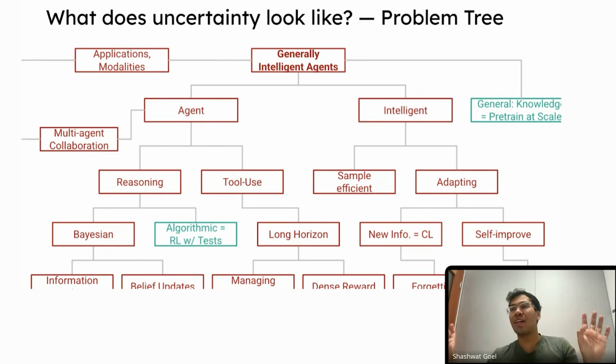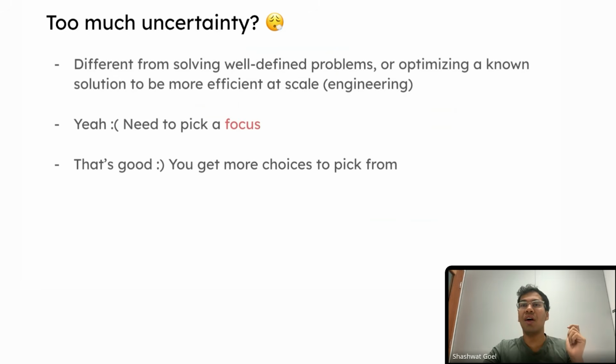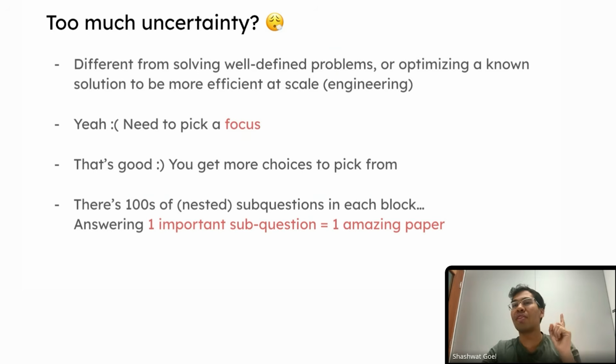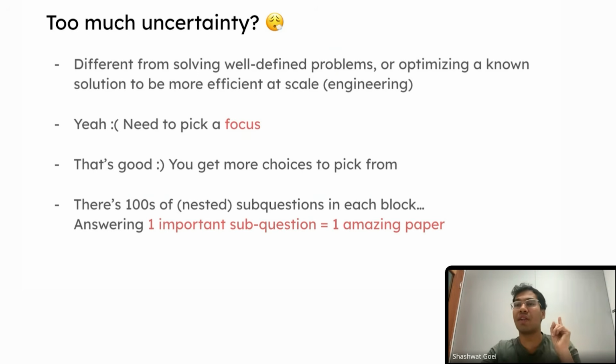So all I want to illustrate here is that uncertainty looks like a tree. You start with the big question, you can break it down into smaller questions. At each level, there is more uncertainty branching out. And really what a good research contribution looks like is you take one important sub question here and solve it nicely, so that you reduce uncertainty on that sub question, and that makes an amazing paper.